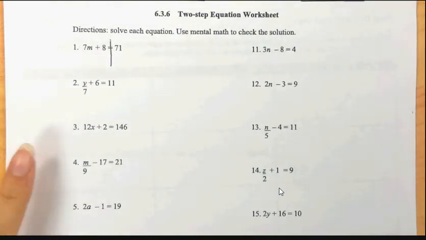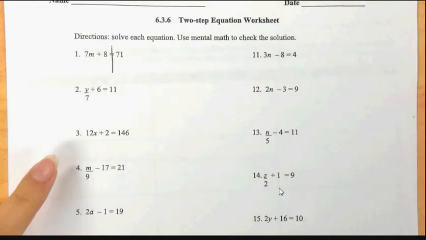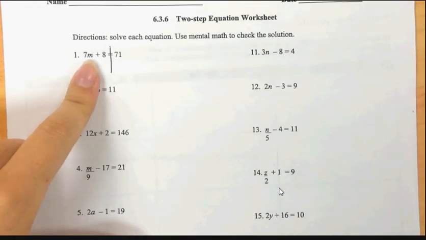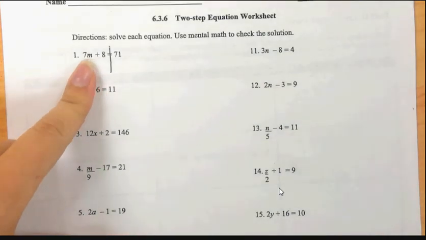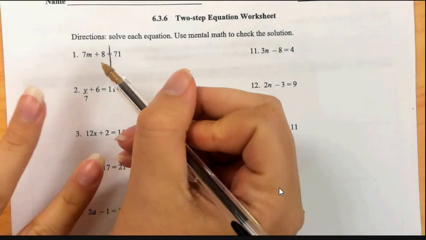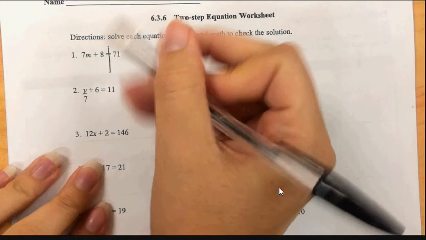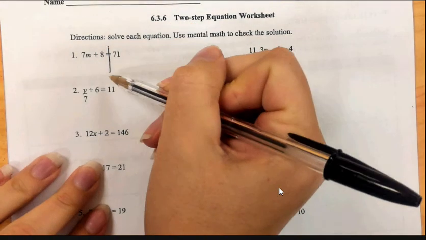Our first homework assignment is a little review of two-step equations. So you solve them the same way as you solve one-step equations, except they're called two-step equations because I'm going to have to do two things to get my variable by itself. So I already split my equation into two parts.